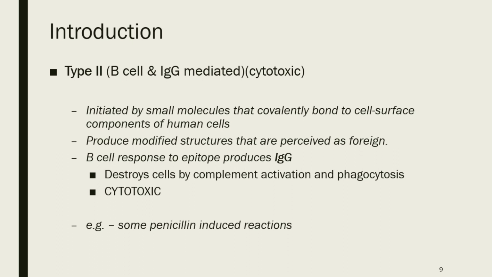Moving on to type 2 hypersensitivity. Here the keywords are B cells, IgG mediated, and also cytotoxicity. Type 2 reactions involve allergens binding covalently to a cell surface component of human cells. This is perhaps the only time you see some type of covalent bond, and it is initiated by a small molecule for the most part. Basically, it tricks the system into thinking the cell has become foreign.